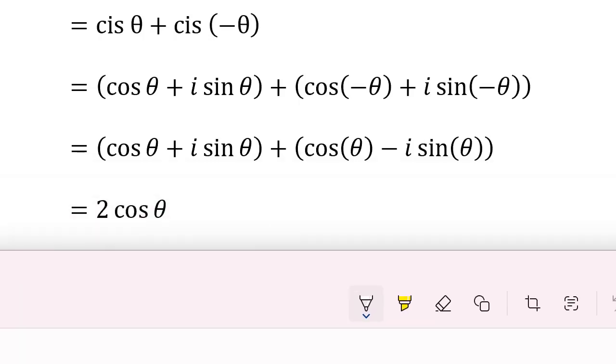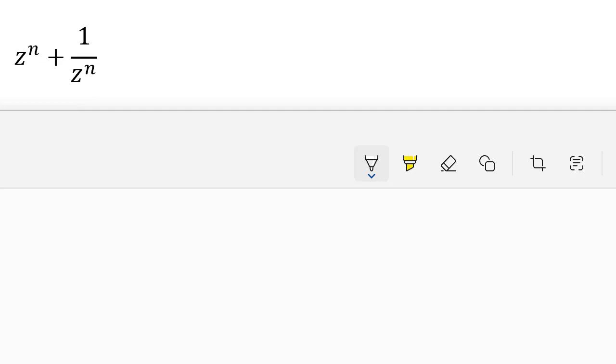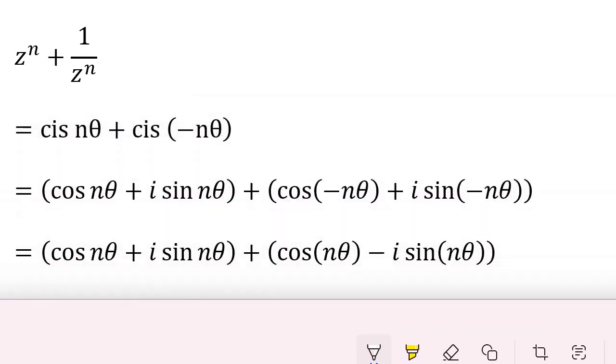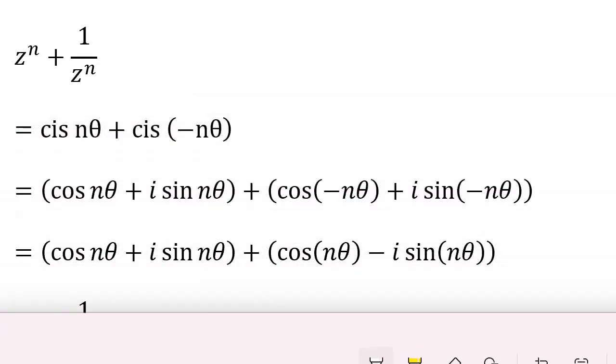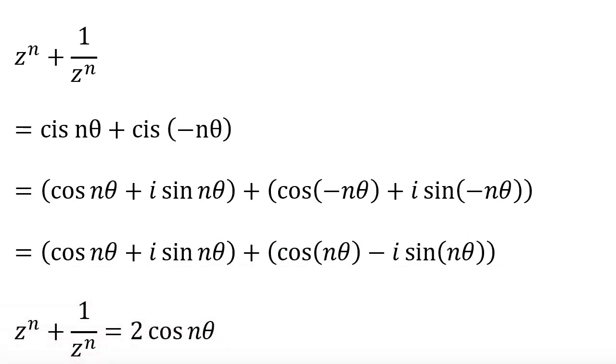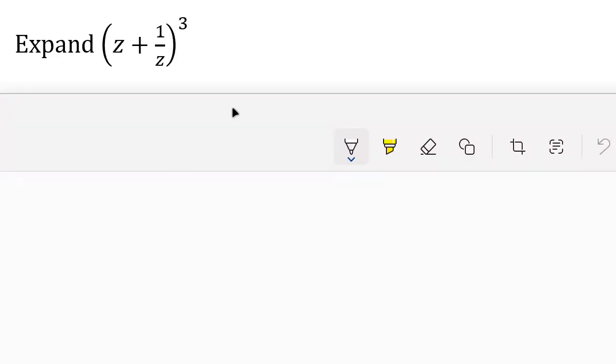Really nice. And the question says, let's extend it into this. Well, it's actually literally identical. And so we can say that z to the n plus 1 over z to the n is 2 cos n theta. It's a real number. Really nice.